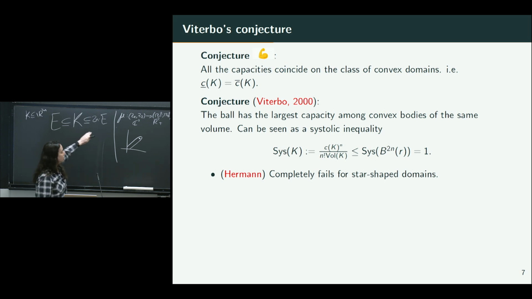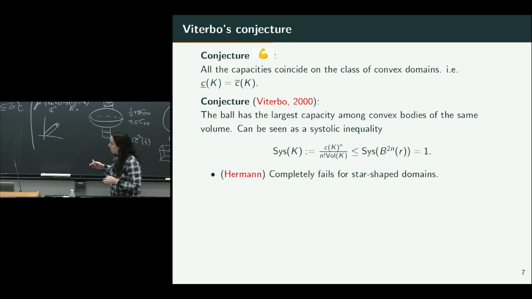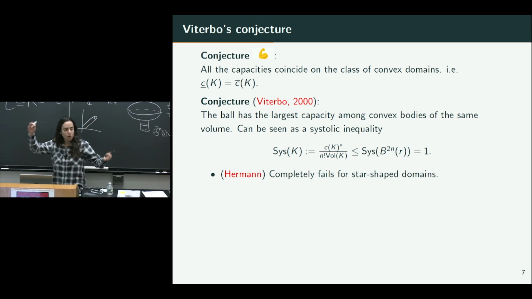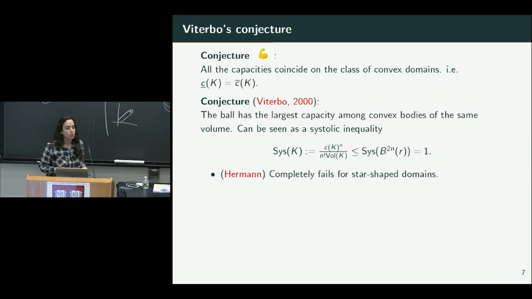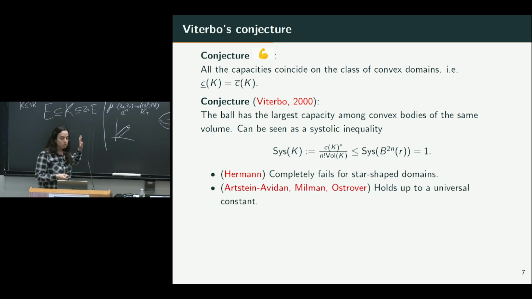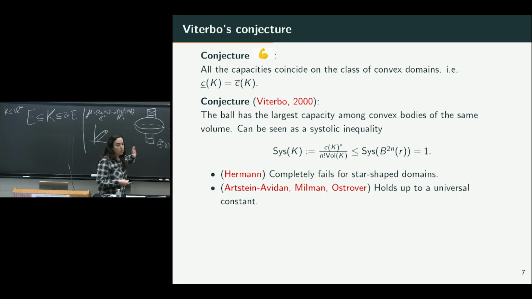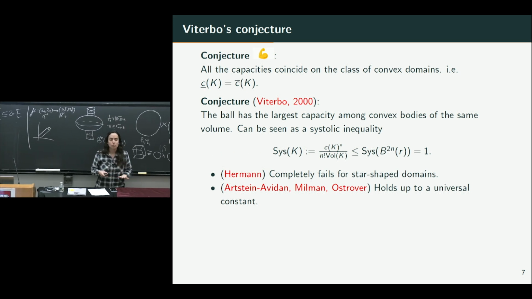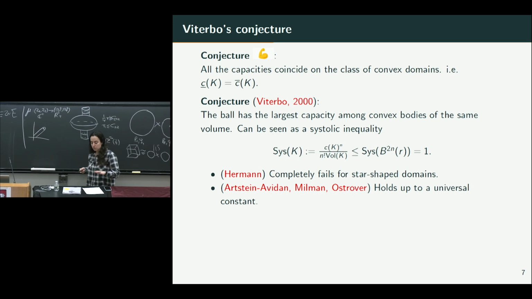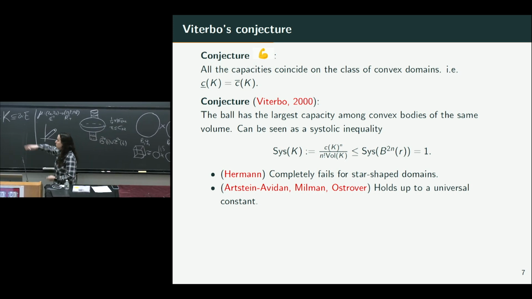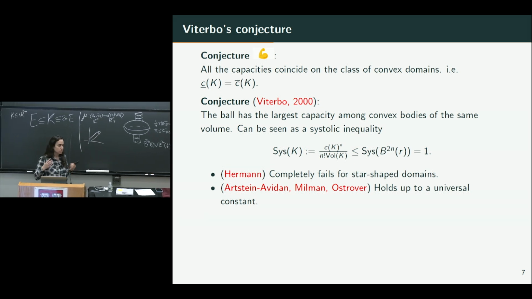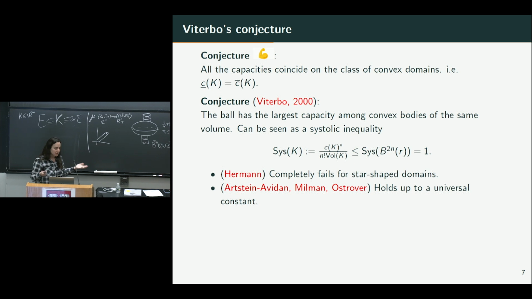So it's already demonstrating a very different behavior from star-shaped to convex domains. And one could utilize this philosophy from convex geometry that all convex domains are somewhat similar to ellipsoids in a finer way than just the John ellipsoid, to actually prove that the Viterbo conjecture holds up to a universal constant for convex domains. Meaning the conjecture holds up to a constant independent of the dimension and independent of the domain. So it's also maybe very close to being true.